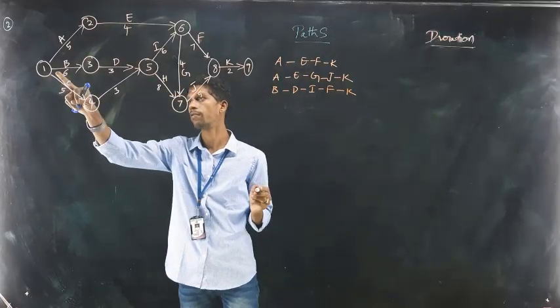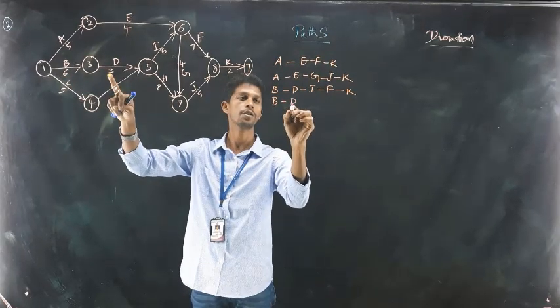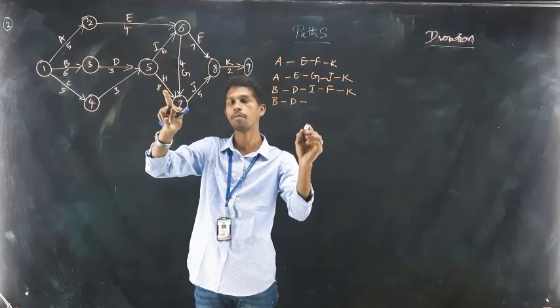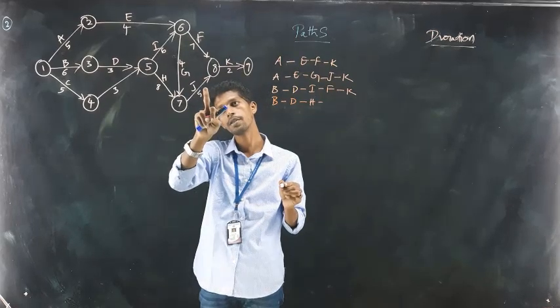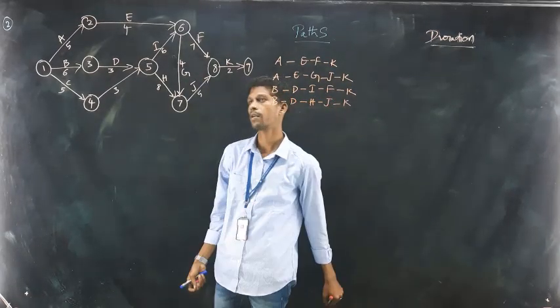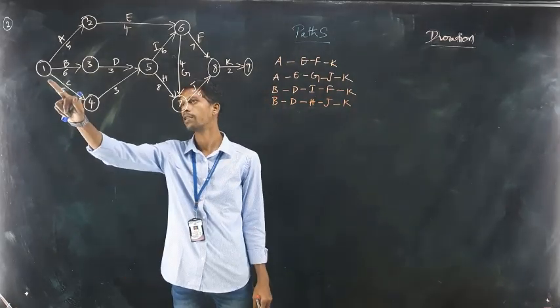And the next one starts with B again. So B follows D, and this one is completed, right? Come to this side. So it is H, and H follows J, and J follows finally K. Okay, and one more path is left for us. That one is the last one.